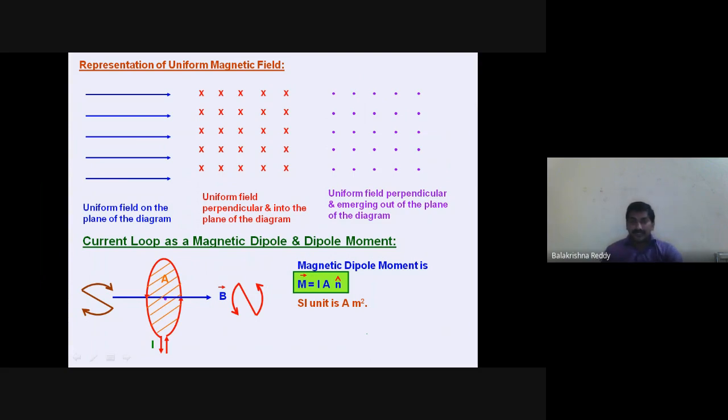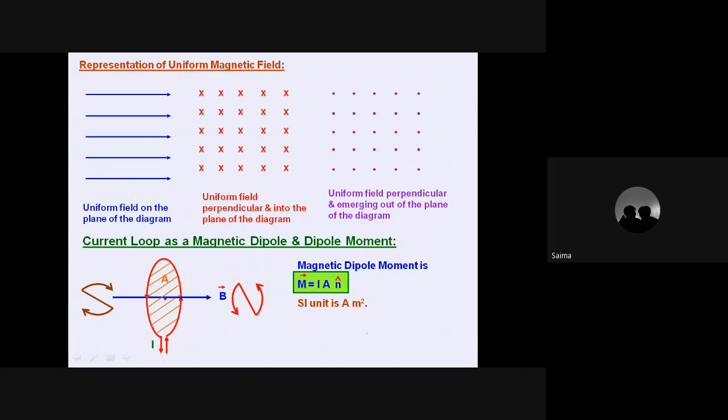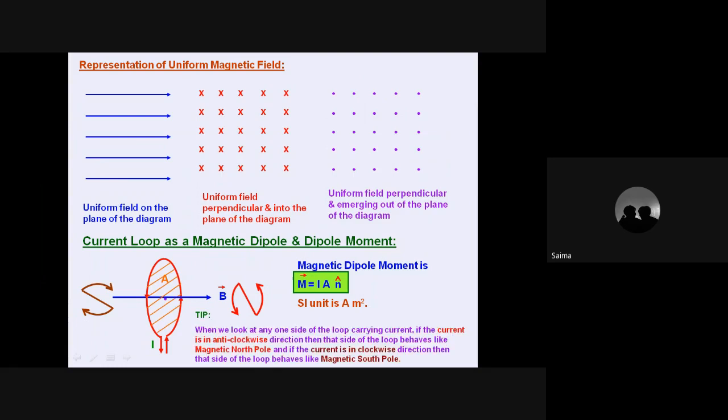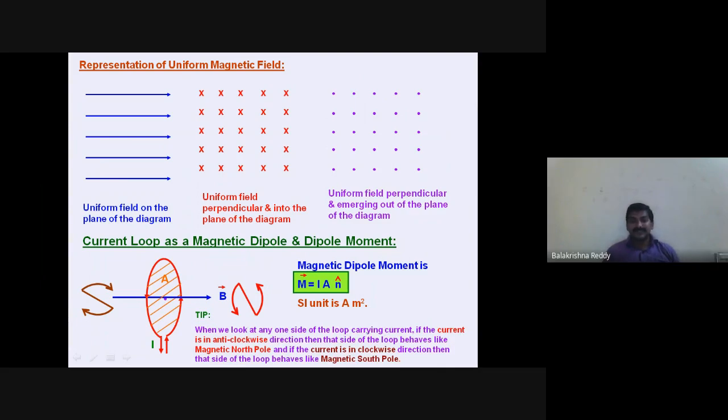Magnetic dipole moment is M equal to IA n cap. The SI unit is ampere meter square. Now, this exactly gives us the clock rule. You can find here the clock rule with respect to clockwise direction and anti-clockwise direction. The polarity is given to the magnetic dipole.